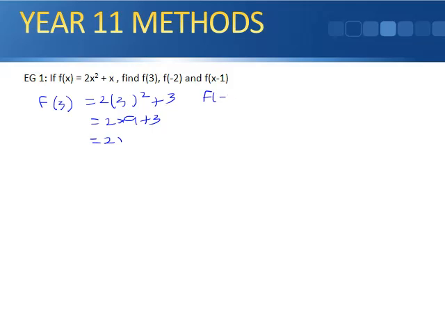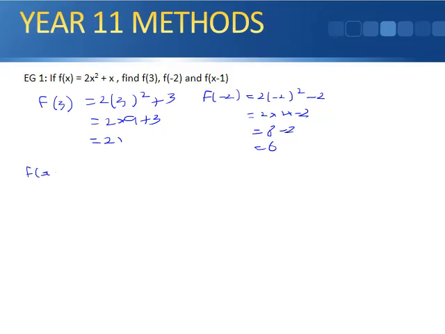f of negative 2: wherever I see an x, I put negative 2. So we get 2(negative 2) squared, minus 2, so I'll get 2 times 4 minus 2, which is 8 minus 2, which means I've got 6.